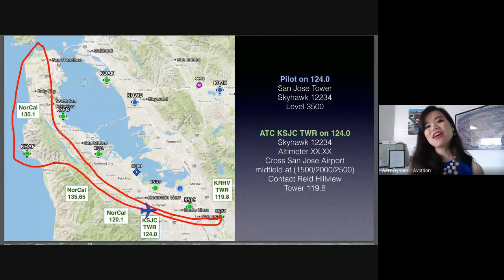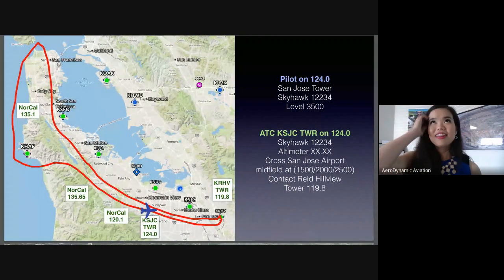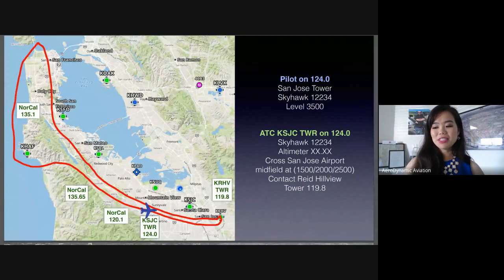Now, this is where it gets interesting. There's one time where NorCal, instead of telling me to contact Tower, they told me to fly direct over Moffett Airport, and then they kept me north of San Jose Airport, and then they'll vector me back into Reed Hillview. So that's one alternate way. Most of the time, though, they will switch you to San Jose Tower so that you can cross midfield.